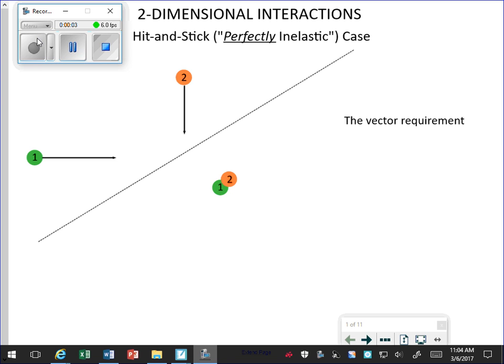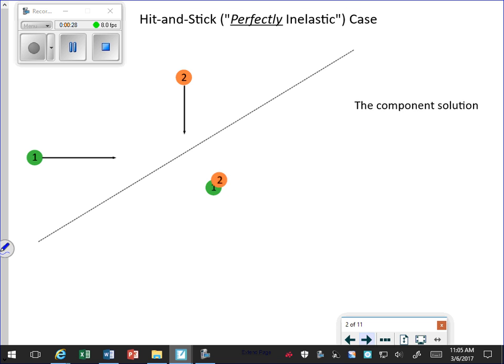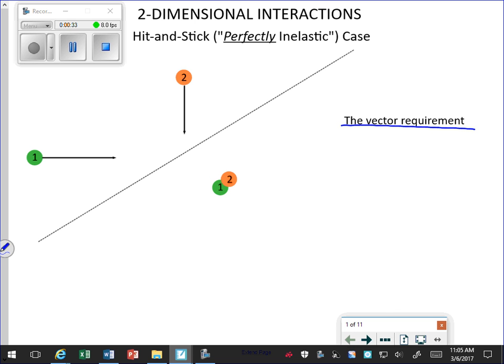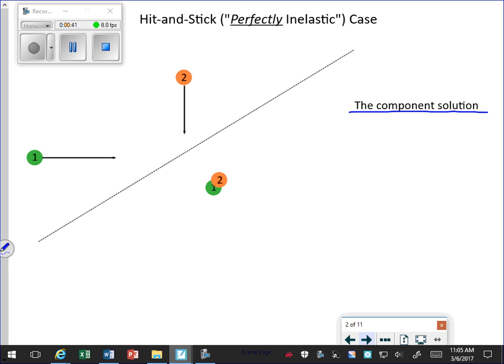Hi, friends. Let's talk about some interactions between objects in which motion is not limited to one dimension. Here we're letting objects move in a plane, a two-dimensional plane. All right, and we'll go through two ways of looking at interactions. One I refer to as the vector requirement, and the second I refer to as the component solution. One way really talks about what must be true from a pure standpoint of physics, and the other way is about how you're going to solve.